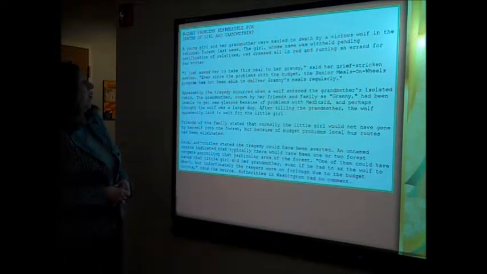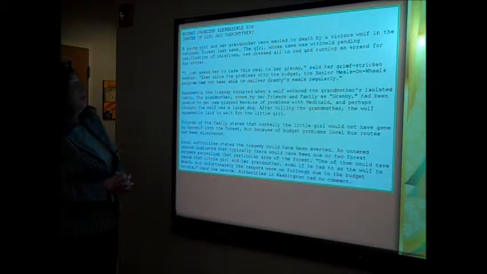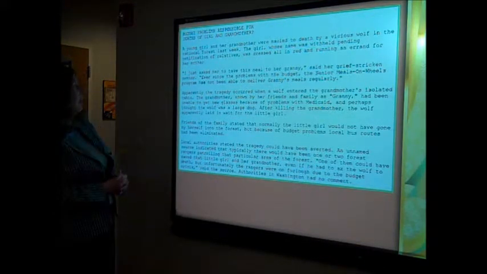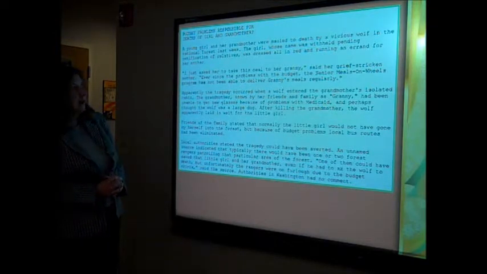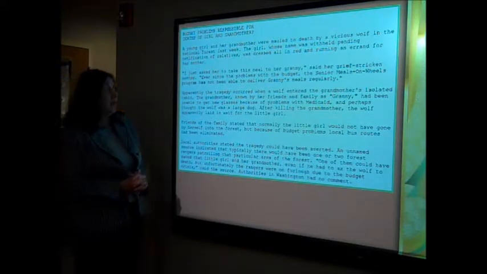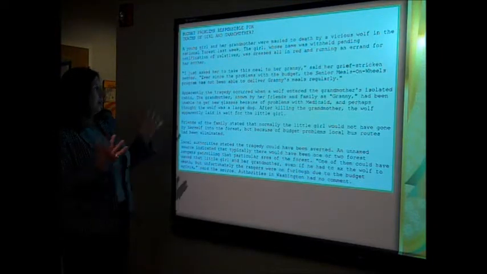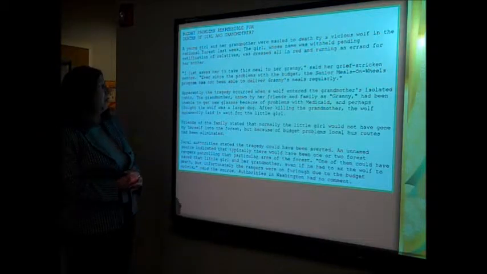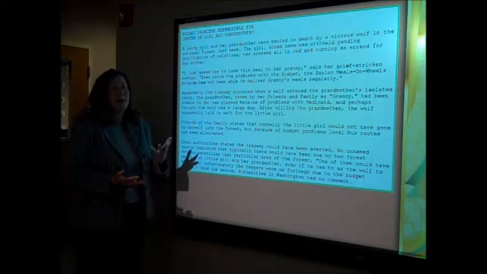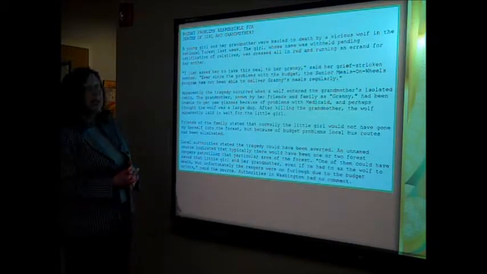Well, can you guess that the internet has also had versions of this as well? This headline is "Budget Problems Responsible for Deaths of Girl and Grandmother." In this version, they die. A young girl and her grandmother were mauled to death by a vicious wolf in the National Forest last week. The girl, whose name was withheld pending notification of relatives, was dressed all in red and running an errand for her mother. "I just asked her to take this meal to Granny," said her grief-stricken mother. "Ever since the problems with the budget, the Senior Meals on Wheels program has not been able to deliver Granny's meals regularly." Apparently, the tragedy occurred when a wolf entered the grandmother's isolated cabin.